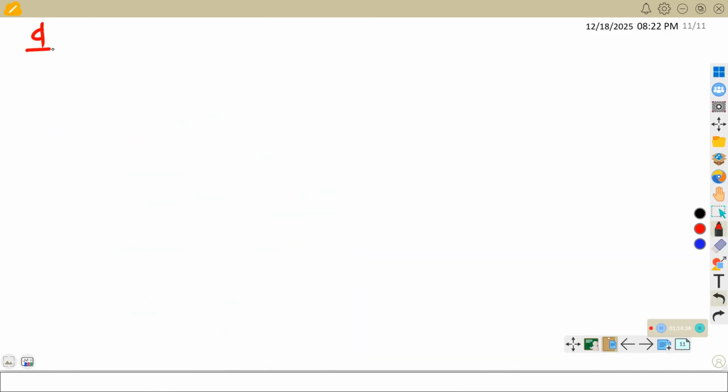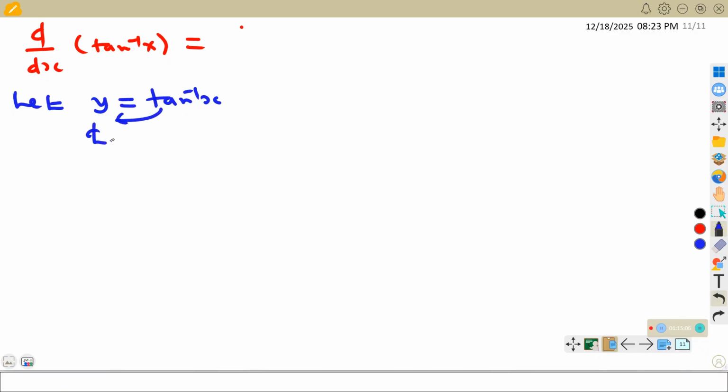So when you differentiate tan inverse of x, you are expected to get 1 divided by 1 plus x squared. So let us look at that. We shall follow similar procedures. First, we let y represent tan inverse of x. If y represents tan inverse of x, then what will be tan of y? So bring tan this side, and we get tan of y equaling x.